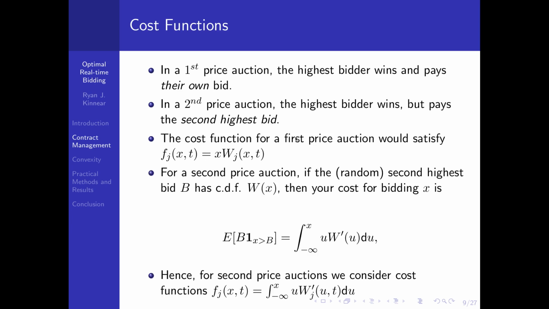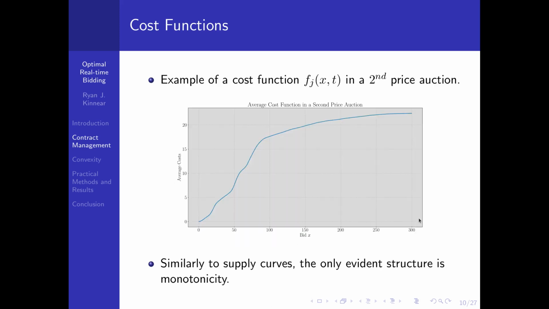That's quite natural. In a second price auction, it's a little bit more complicated, but it's basically the expectation of the highest competing bid, which here I'm denoting by B, multiplied by the event that you win the item. And this just has this integral representation. It's kind of like a truncation of the integral for an expected value. Okay, so this is basically the first and second price cost functions.